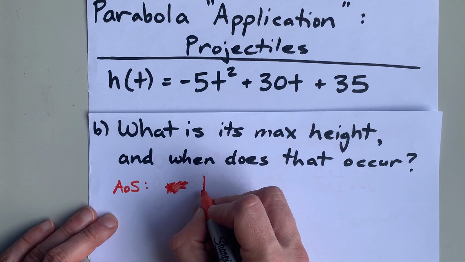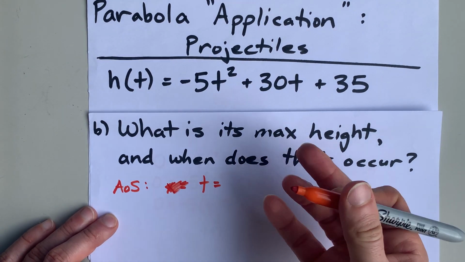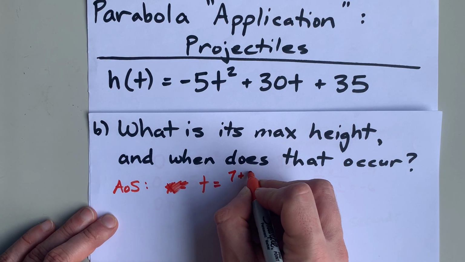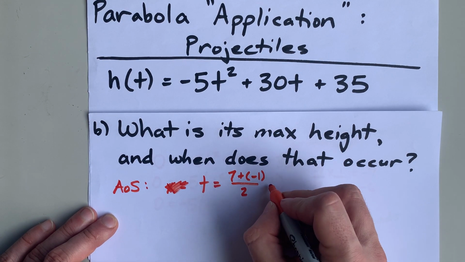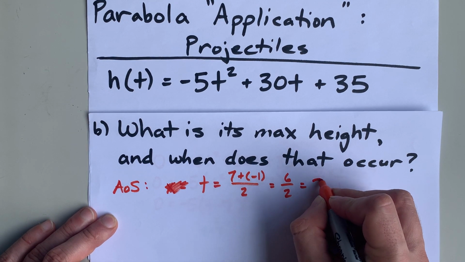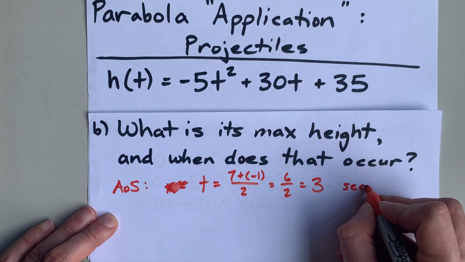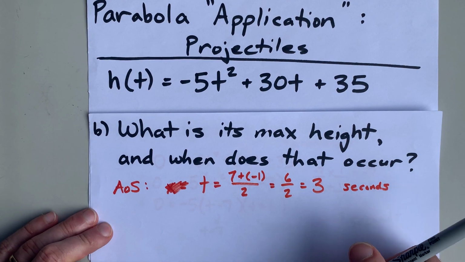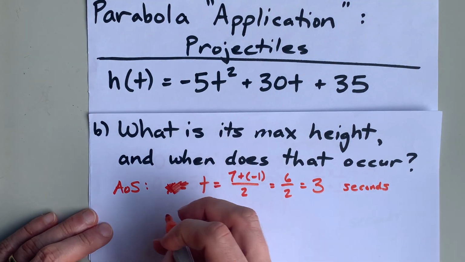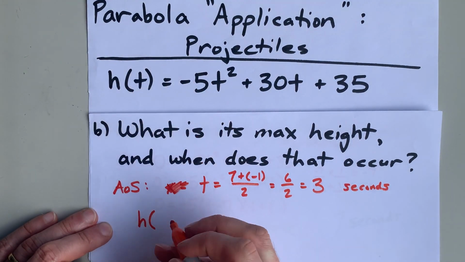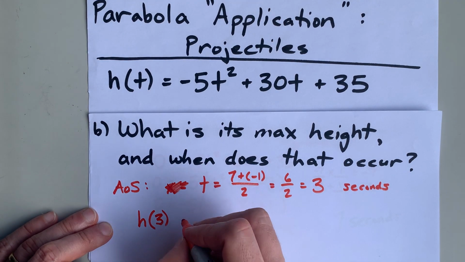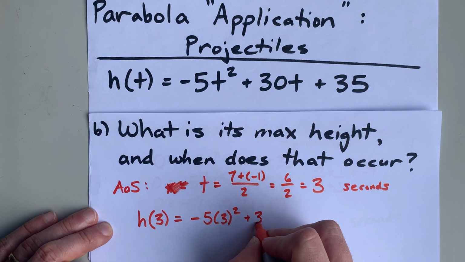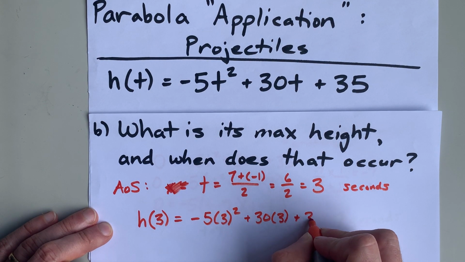Now I'm going to be careful here. This is t. I keep wanting to use x, but this is clearly t in the equation. 7 plus negative 1 divided by 2 is 6 over 2, or 3. So the maximum height occurs after just 3 seconds. And how do you find the maximum height? Well, I have a formula for h. h when t is 3 is negative 5 times 3 squared plus 30 times 3 plus 35.